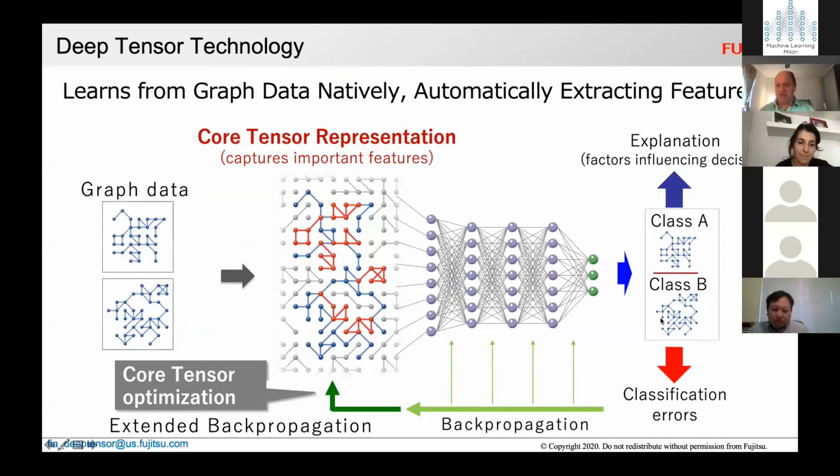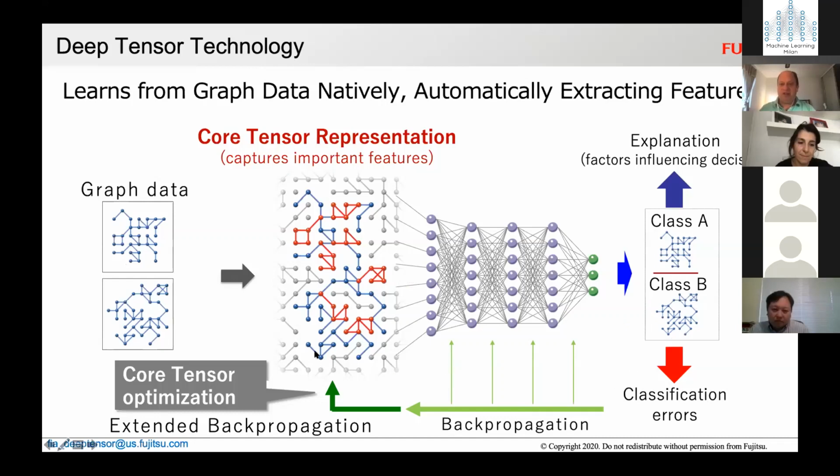It passes it into the neural network, runs through the data, and comes back with classification errors. Typically in a neural network, you have this back propagation step, which looks at the errors and tries to minimize them through some kind of solver. That's how you tune the weights of your neural network. So what Deep Tensor does is it adds extended back propagation. So it's tuning this core tensor representation and fine tuning it based on the classification errors.